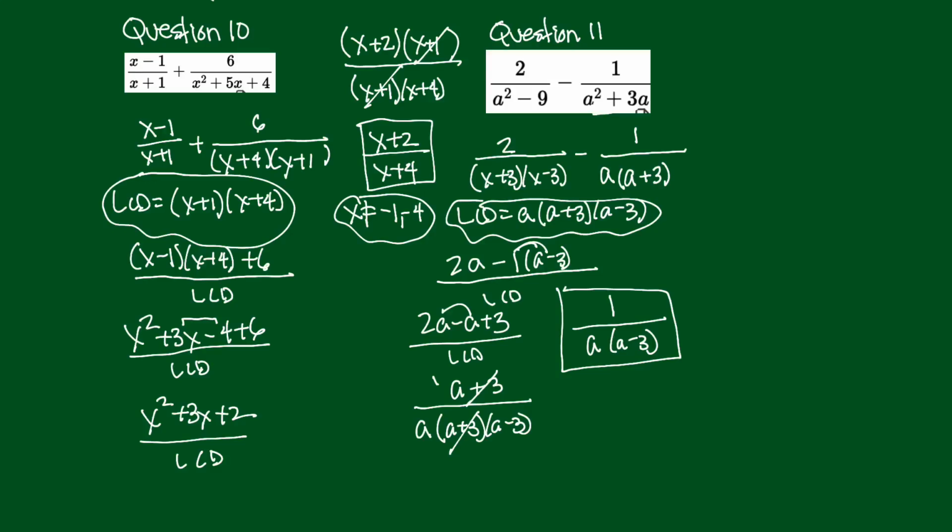And all this works as long as a is not equal to, now, go back up to the LCD. What's going to make it 0? 0, negative 3, positive 3. So a cannot be 0, negative 3, or positive 3.